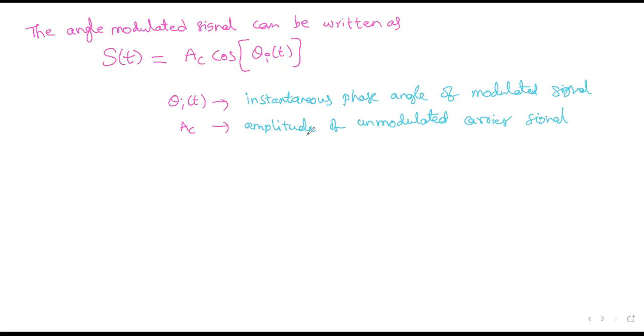Of course, in this case, the amplitude of the unmodulated carrier is the same as the amplitude of the modulated carrier. Both are the same, because we are not going to change anything with respect to the amplitude. We are just changing the angle of the unmodulated carrier signal such that the angle of the modulated signal will change with respect to the message signal.